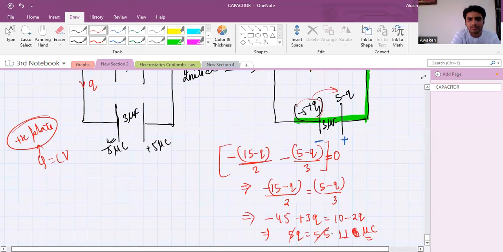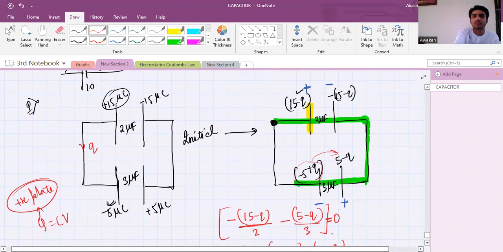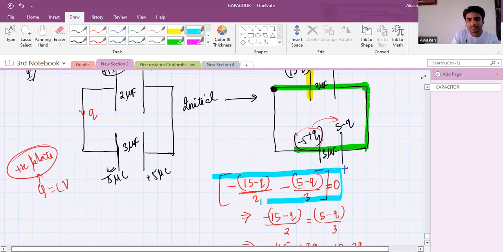Got the answer? What is the value of charge flown? So minus 120. You have to simplify this expression. I got Q is equal to minus 35.